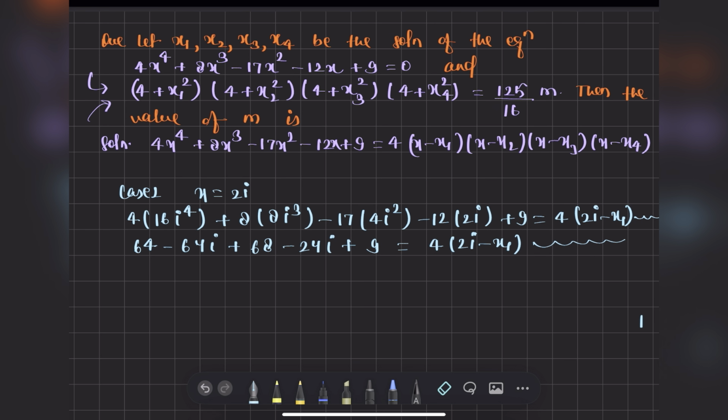Now we will simplify a little bit more on the left hand side. So it is 12, 4, 8, 12, 9, 21, so it is 1 carry 2, so it is 141 minus 88 iota. Okay, so we have 4 times 2 iota minus x1. Hopefully we are done with case 1. So I'll go with case 2.